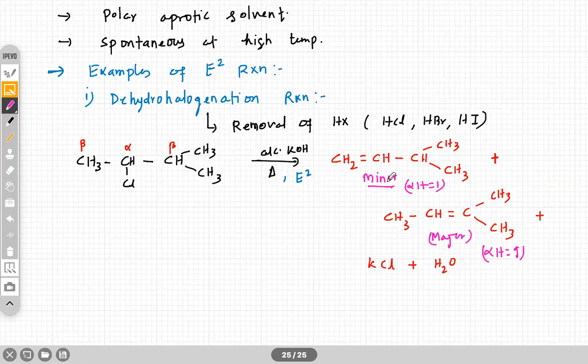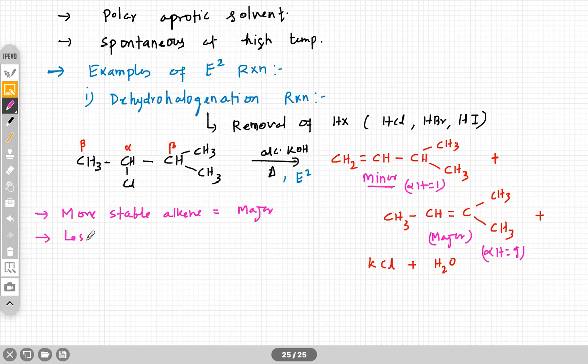Okay, a more stable alkene means it is the major product. A less stable alkene is a minor product. Major product means stable, means it will form more in the reaction. The composition of this product will be more, and this is the answer, right?